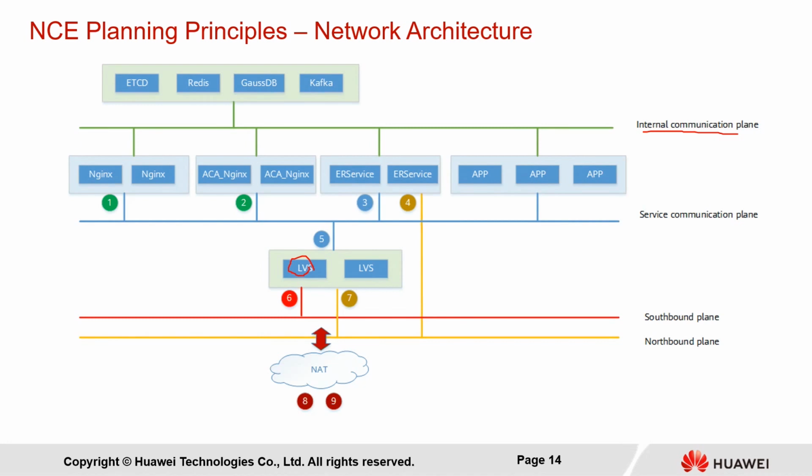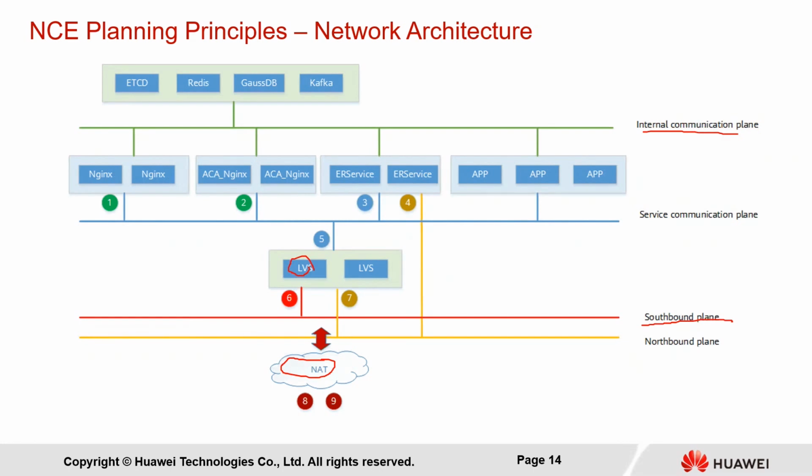The southbound plane connects to the NCE, the southbound plane right here, the red one. It connects to the NCE managed devices, and the northbound plane connects to the external systems. And NAT here is optional. Okay, now we know what each network plane does.